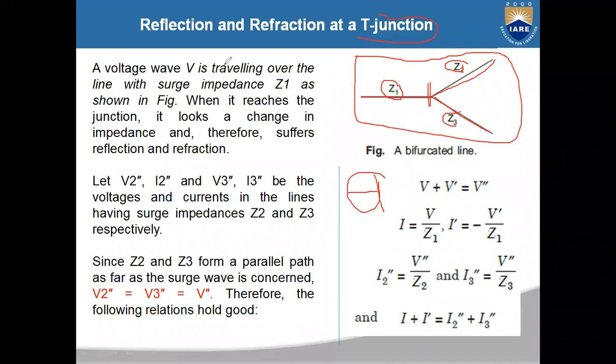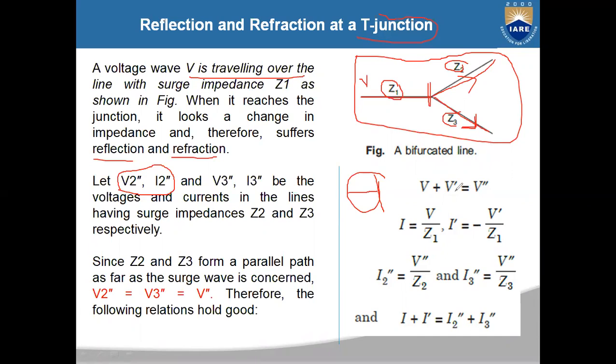Now a voltage wave V is traveling over the line with surge impedance Z1, and when this voltage wave V reaches this junction, there is a change of impedance. When there is a change of impedance, as we know, some reflection and refraction will occur. Let us assume V2 double dash and I2 double dash are the refracted voltage and current in this line, and V3 double dash and I3 double dash are the voltage and current for the second line.